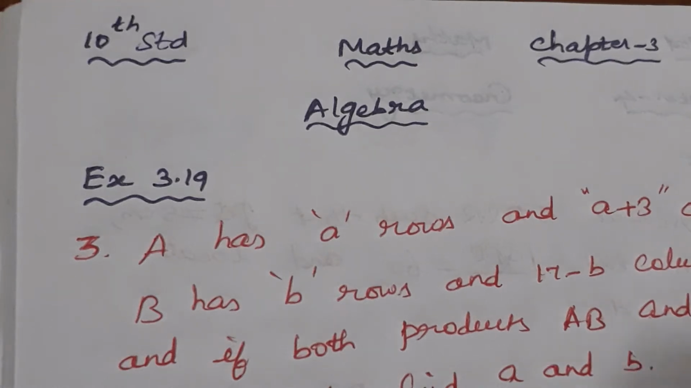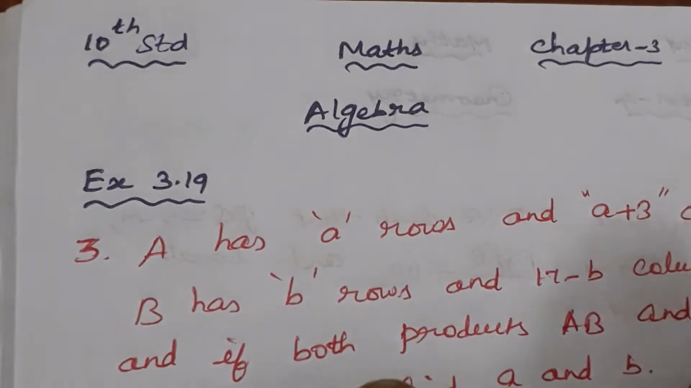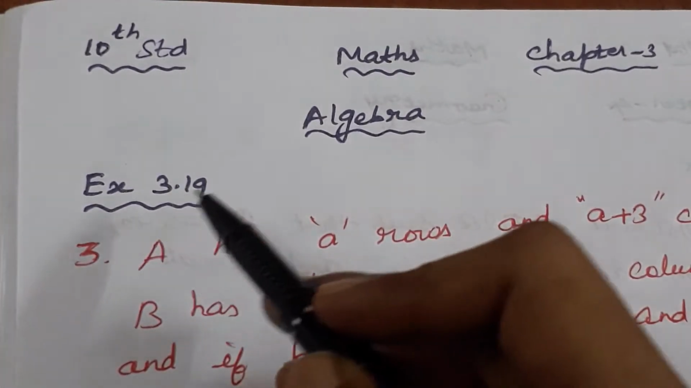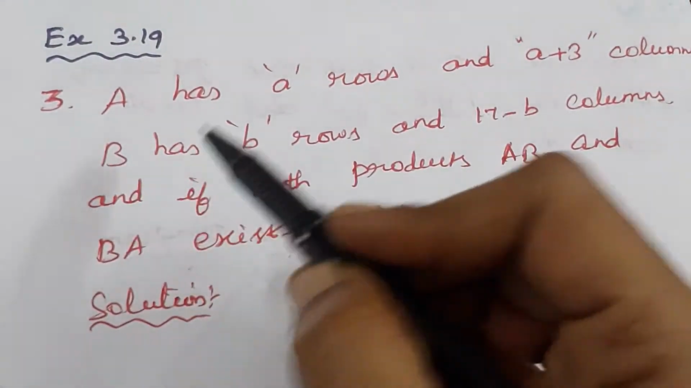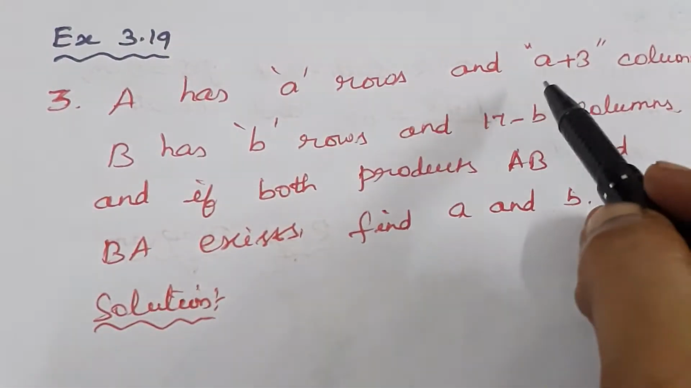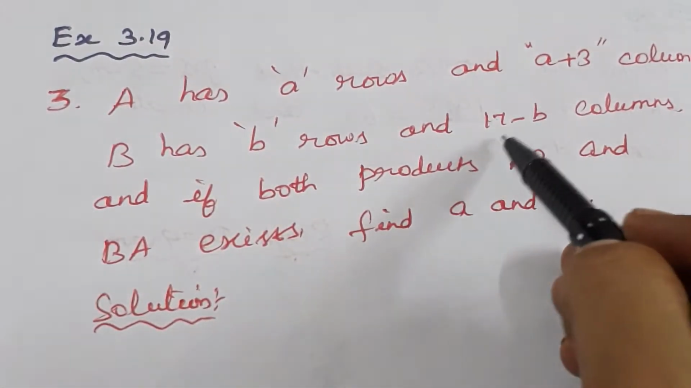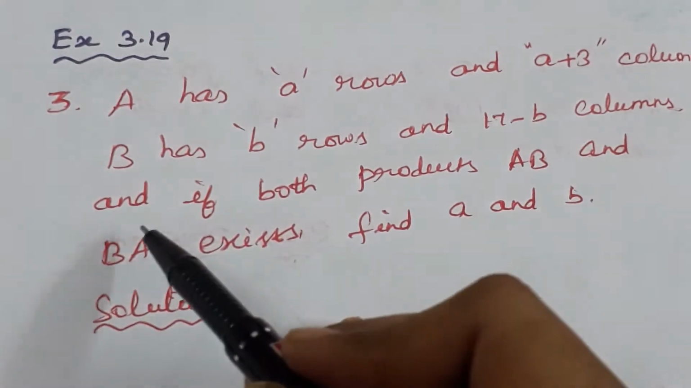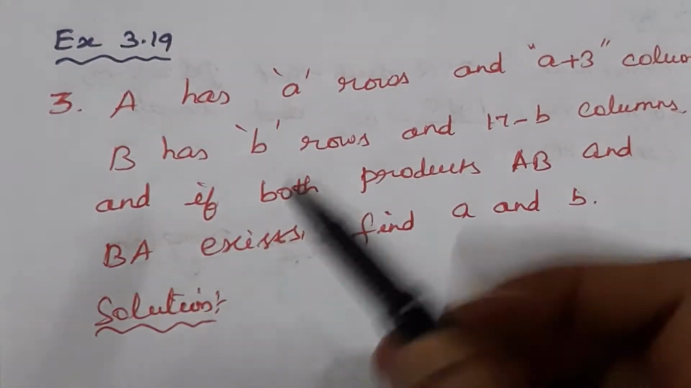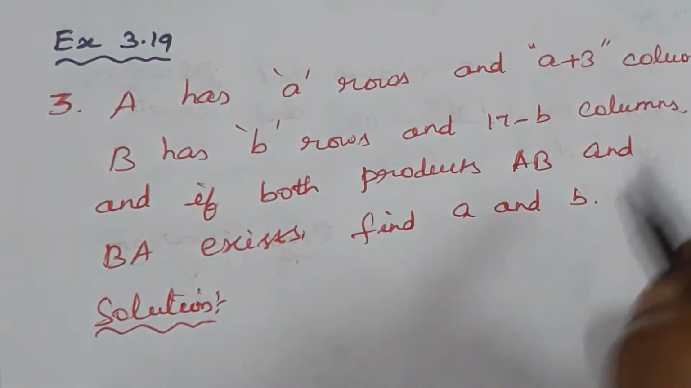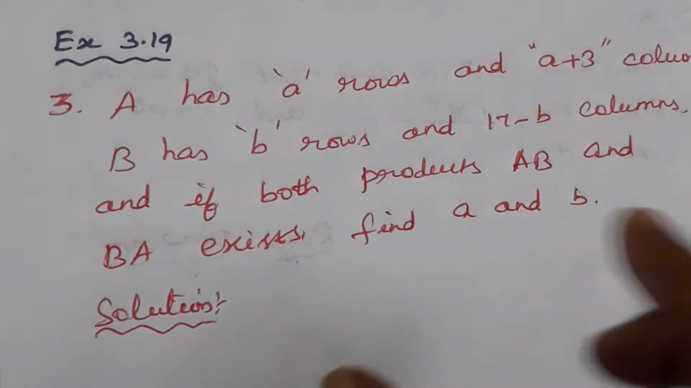Hello students, in this video we are going to learn 10th standard maths chapter 3 algebra exercise 3.19 third sum. Look at the third sum. A has a rows and a plus 3 columns. B has b rows and 17 minus b columns, and if both products AB and BA exist, find a and b. First you have to write the order of A and the order of B.